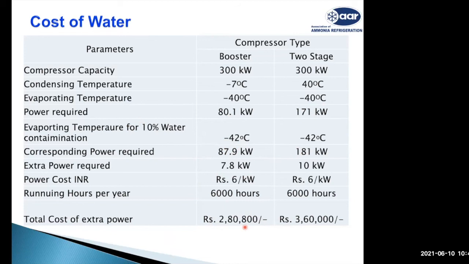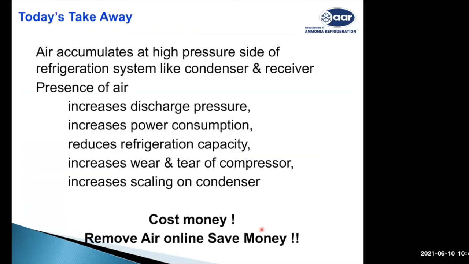To achieve that suction evaporating temperature, I have to operate at lower suction pressure. But this is only one cost. There is additional cost of compressor maintenance, choking of the filters, filter replacement, frequent failure of oil, replacing the oil, and corrosion and sludge formation in the strainers. That replacement, cleaning, and shutdown of the plant you need to add when you are considering the costing. So this is what we are talking about: the effect of air and water in an ammonia refrigeration system.